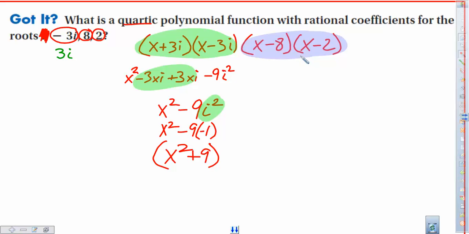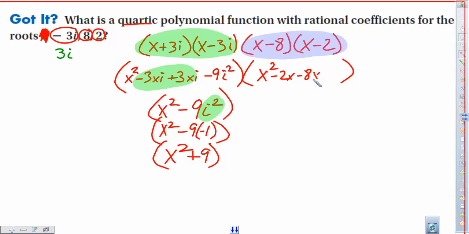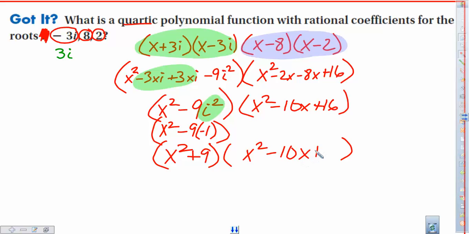Now, look who's been here waiting this whole time. All this stuff here in blue. Let's go ahead and FOIL that. So wouldn't that be x squared minus 2x minus 8x plus 16? Like terms, x squared minus 10x plus 16. I don't think much changes. And so then right down here we can copy that down: x squared minus 10x plus 16.